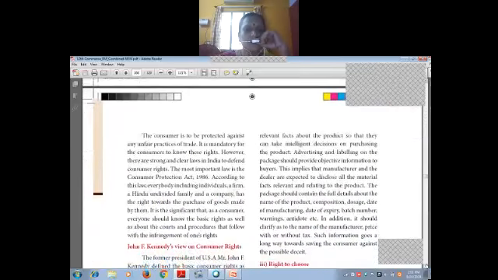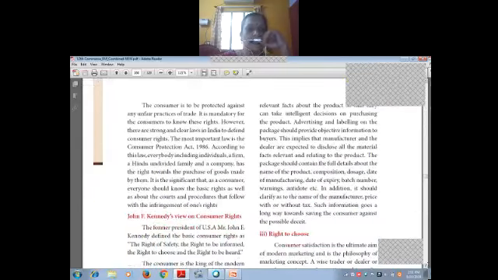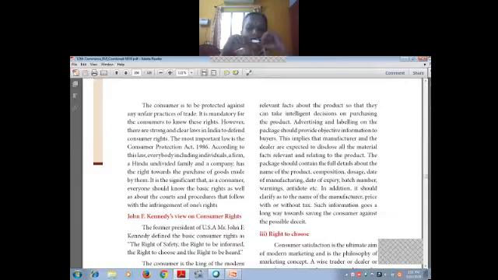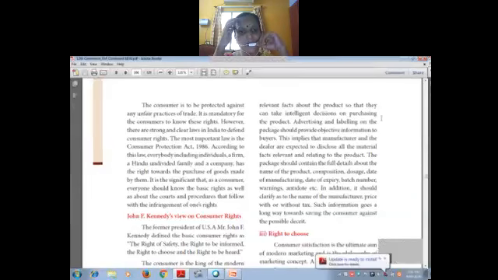The consumer is to be protected against any unfair practice of trade. It is mandatory for the consumer to know these rights. So it is very important to know their rights, so they can protect themselves from unfair trade practice. However, there are strong and clear laws in India to defend consumer rights. The most important law is the Consumer Protection Act 1986.